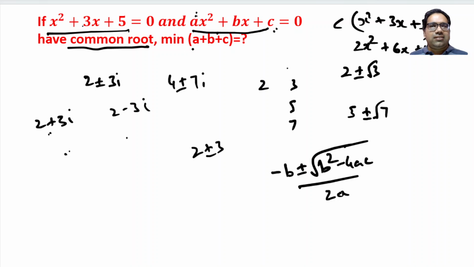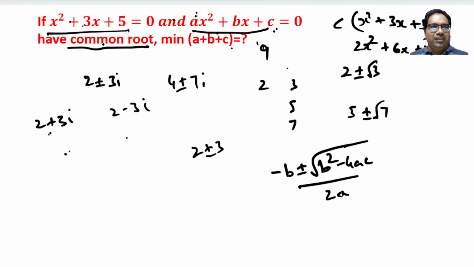So, when is a plus b plus c minimum? When the multiple is minimum. What is the minimum multiple? Here we are talking about integers only. So the minimum multiple is when the multiple is equal to 1. That means if this equation and this equation are equal, then only a plus b plus c will be minimum. That means the minimum of a plus b plus c is 1 plus 3 plus 5, which is equal to 9. 9 is the correct answer.